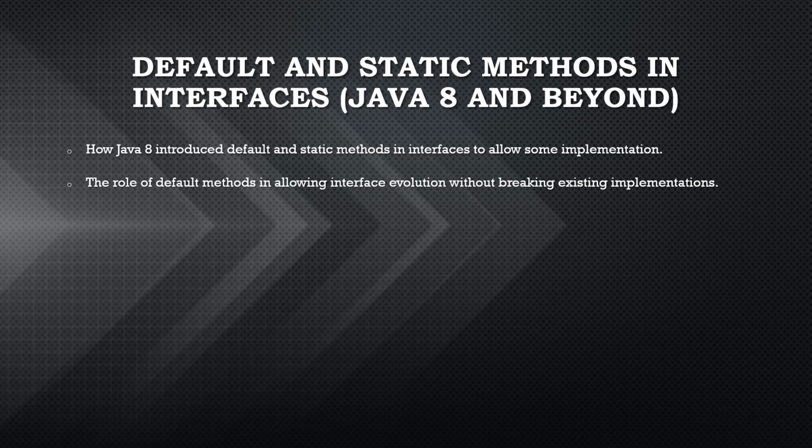Java 8 introduced default and static methods in interfaces, allowing interfaces to contain some implementation alongside the traditional method declarations. Default methods enable interface evolution by providing a way to add new methods to interfaces without breaking existing implementations. Implementing classes can choose to override these default methods or inherit the provided behavior. This flexibility ensures that interfaces can be enhanced over time while maintaining backward compatibility.